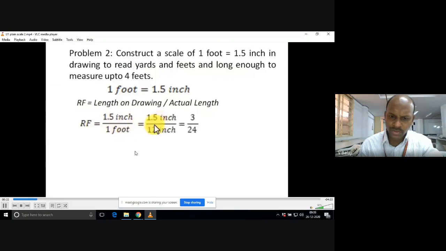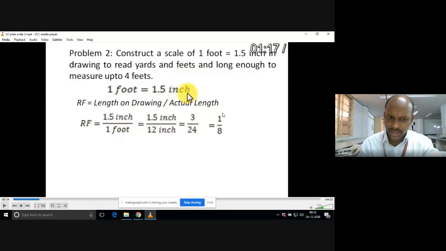Now let us convert into the same units so that we will get one ratio. As you know, 1 foot equal to 12 inch. So if you convert into same units, then you will get one more ratio. You can simplify, but don't simplify further. You can simply keep it as 1 by 8 because we need to further multiply this RF with the maximum length to be measured, which is given 4 feet. So keep it as 1 by 8 only.